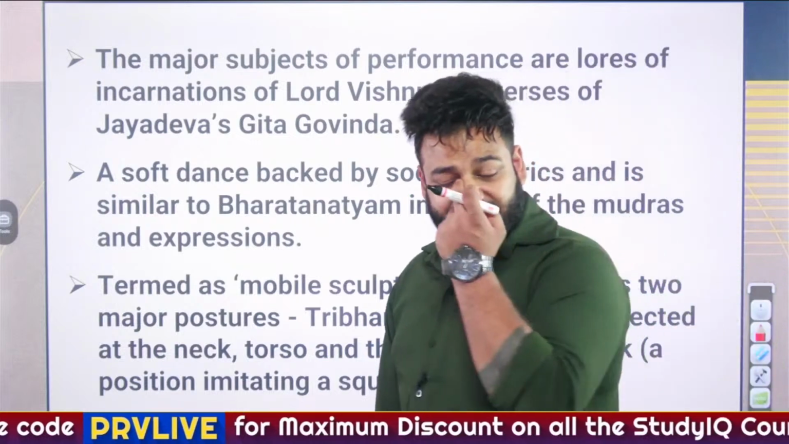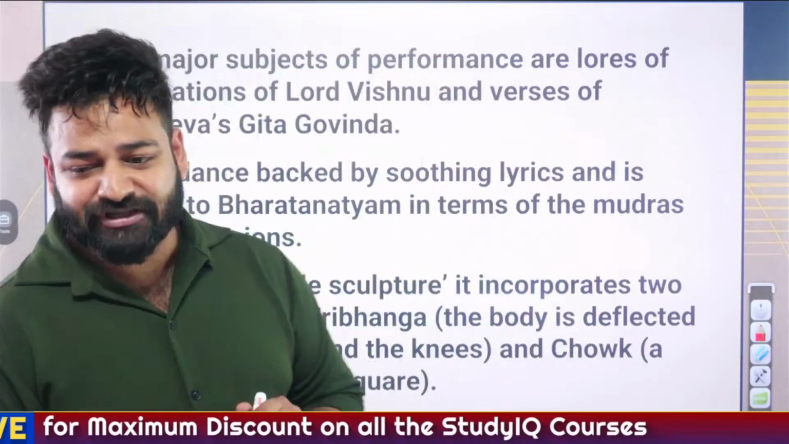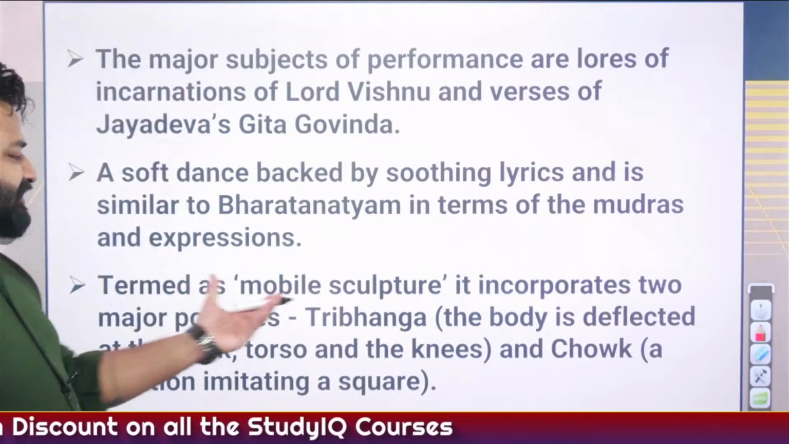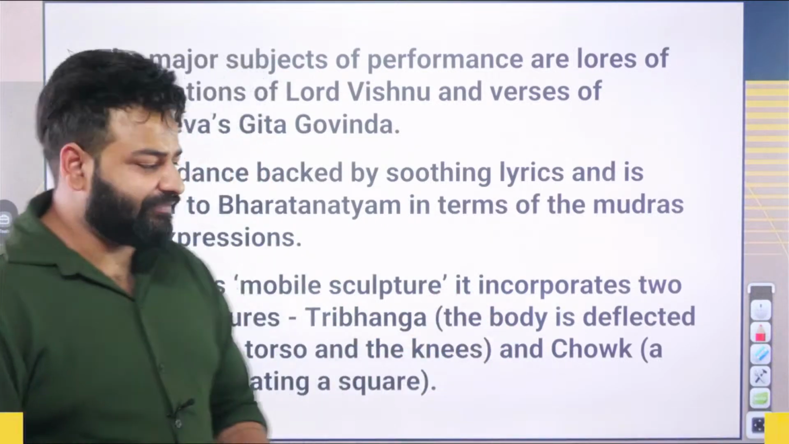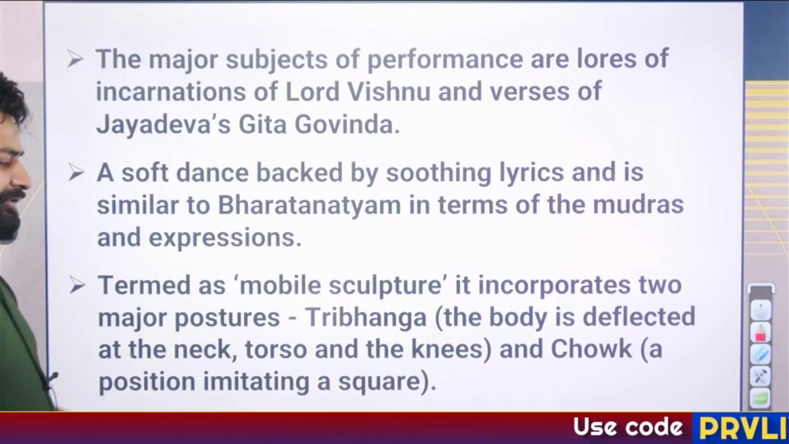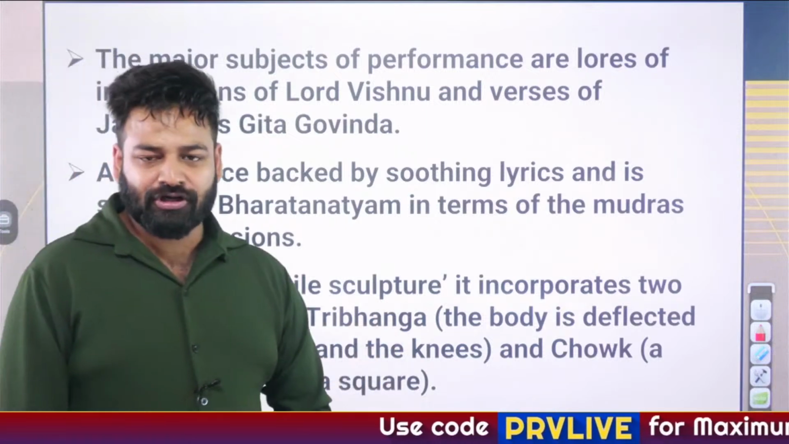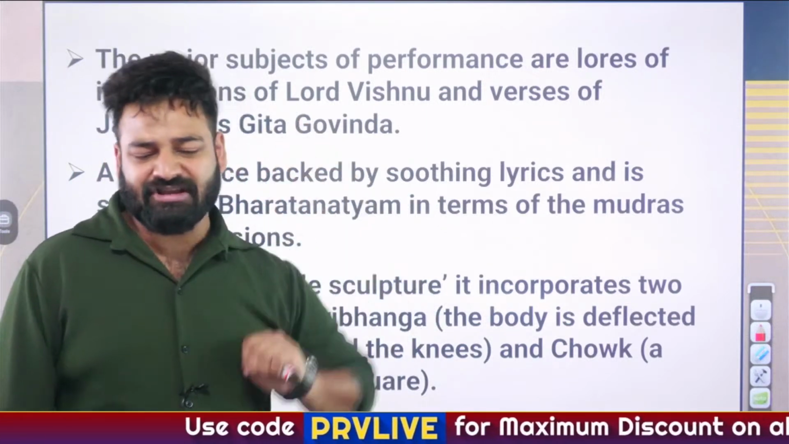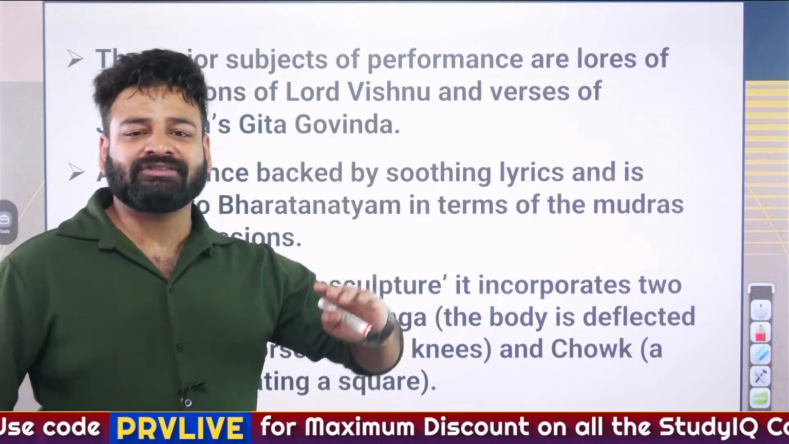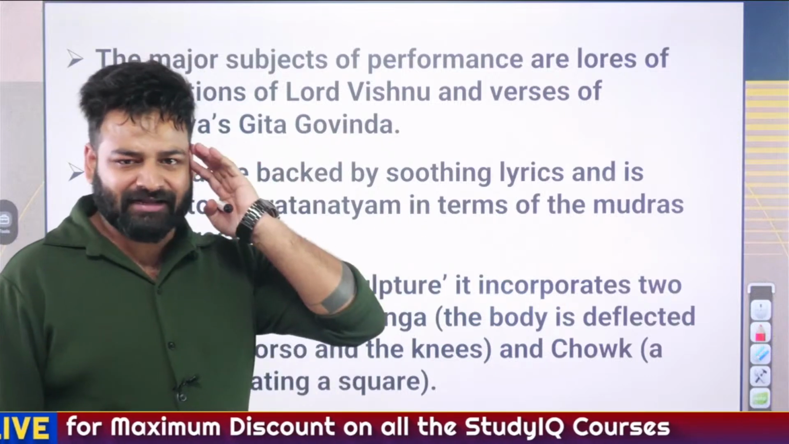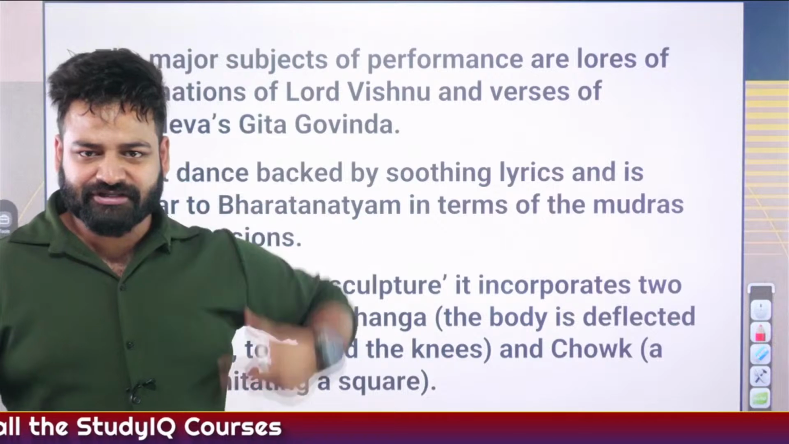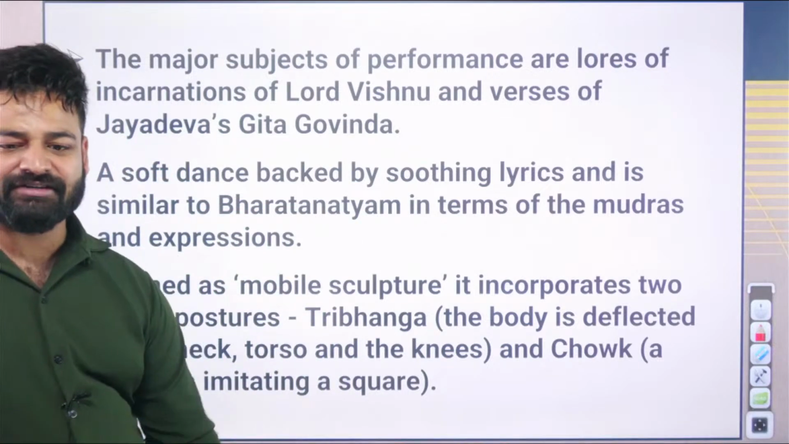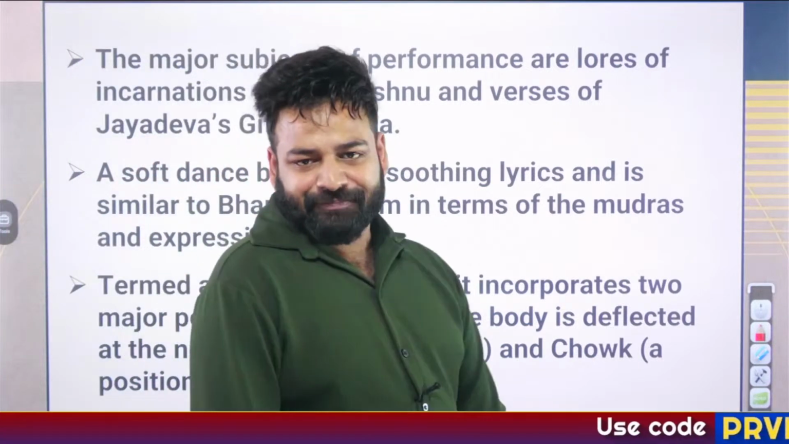And what are these differentiations of the postures? So the first one, as we can see, is Tribhanga. Tribhanga, as in the body is deflected at the neck, torso and the knees. So Tribhanga, three as in three. So the movement of the three major body parts, that is the neck here, this is one, the torso, that is this part, as well as the knees, that is at the middle of your legs, right?